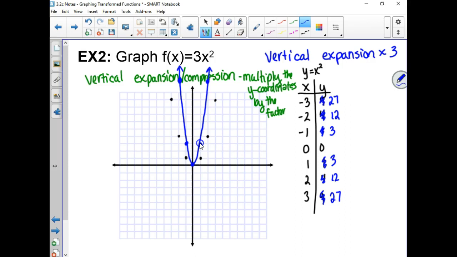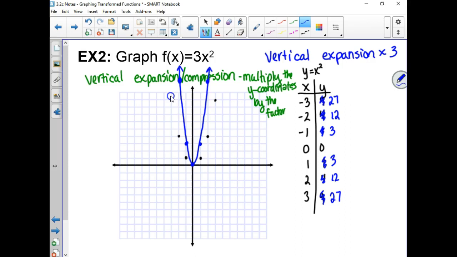So with a vertical expansion, multiply your y coordinates by that factor. You might be able to do that just sort of looking. I usually like to actually write them down and multiply. Sometimes I get mixed up if I don't. Okay. Questions?